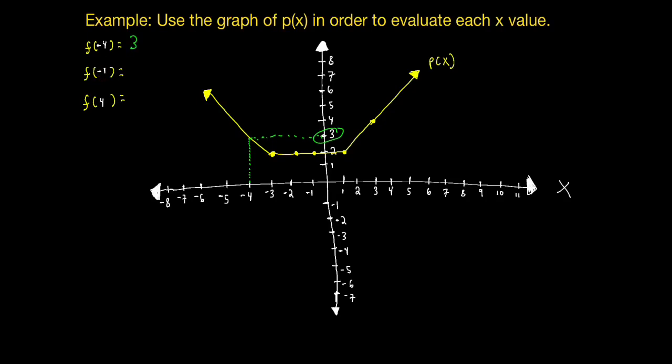F of -1, let's look for -1, is right there. So the value is going to be +2. And then finally f of +4. So we're going to look for +4 again on the x-axis, which is right there. So let's take a look to see which, well, again, this isn't to scale. So let's just say it's about 4.5. And that's it.